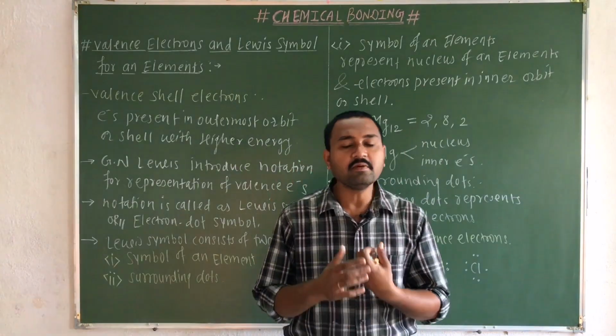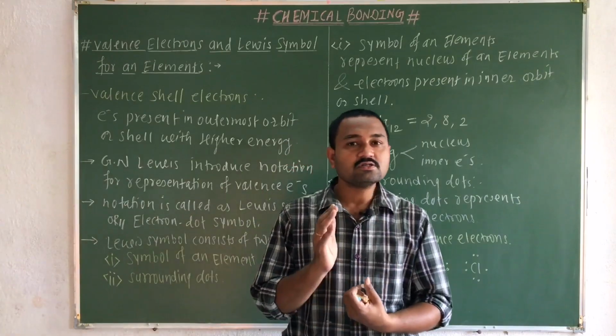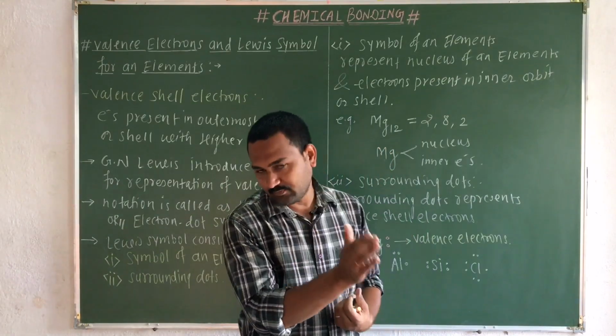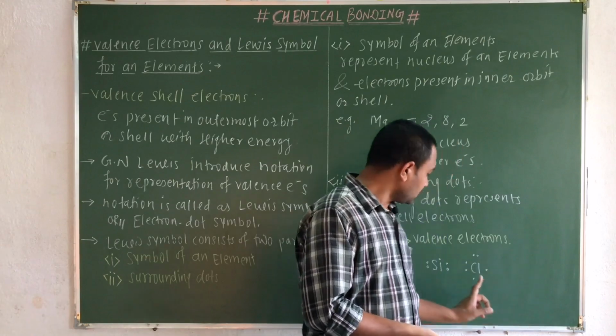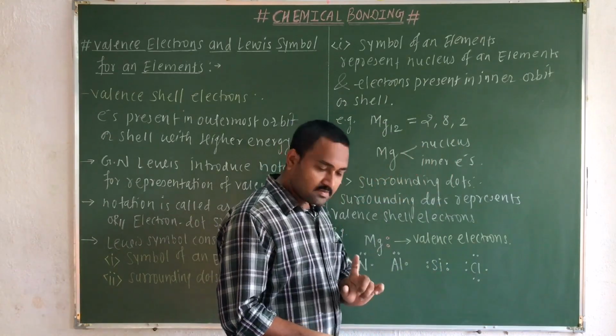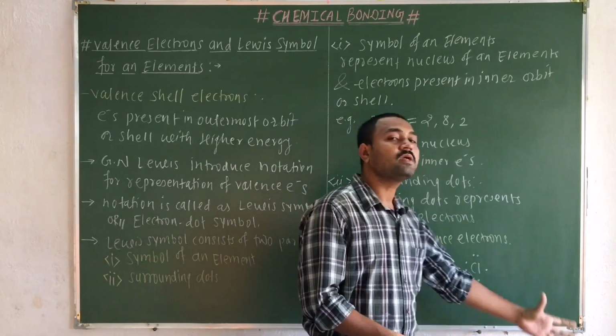So here remember, the bonding electrons are generally shown in an appropriate position. Generally in the Lewis symbol, the electrons are shown in pairs.